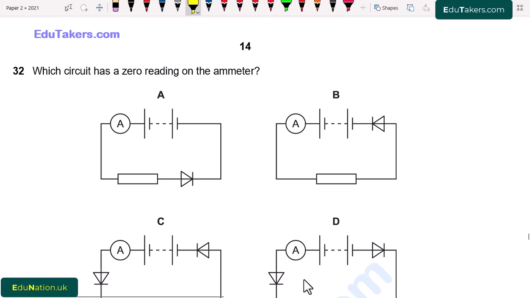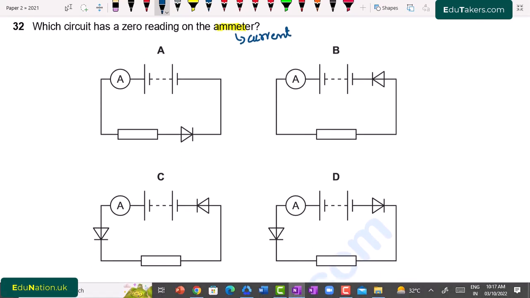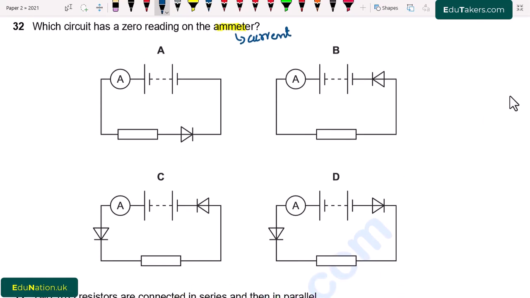Question number 32. Which circuit has a zero reading on the ammeter? So here we have to show the circuit that gives the zero reading on the ammeter. An ammeter is the device that is used for the measurement of current. It means that for which one of the circuits the current is zero. So first of all, here is A. We can see here that there are two batteries. This terminal is positive while the other is negative.